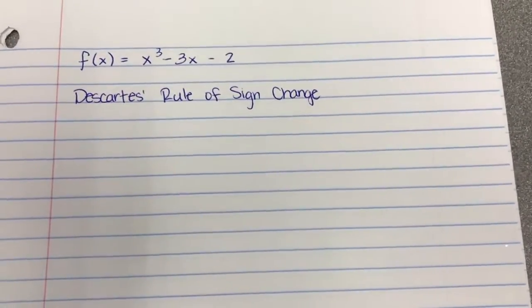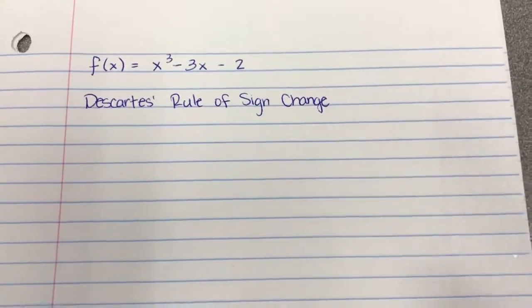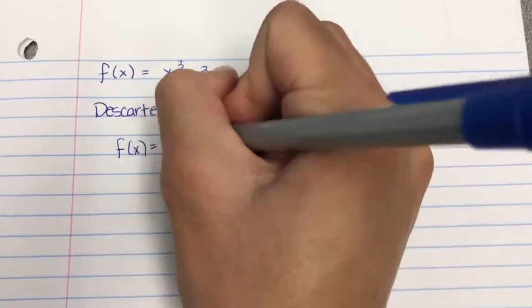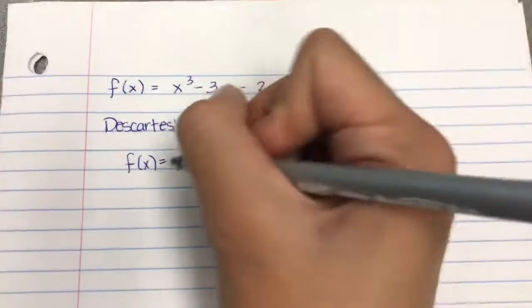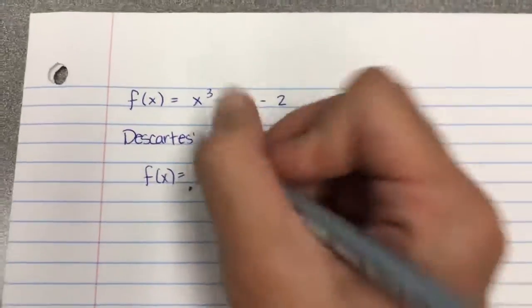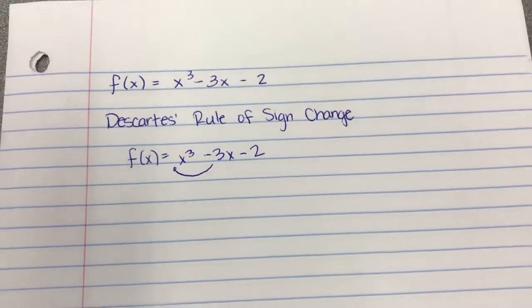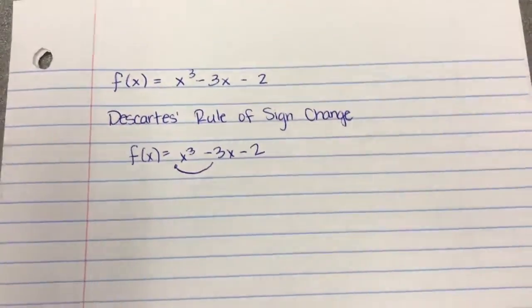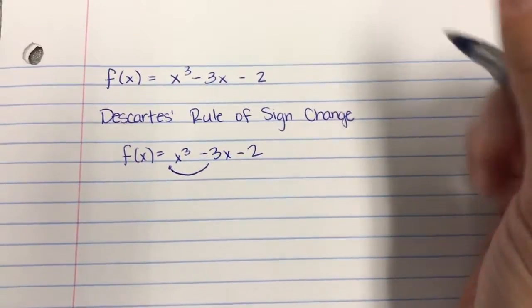If you remember Descartes' rule of sign change, we're looking for changes in sign of the coefficients of each term. So when I look at f of x, I noticed that x cubed had a positive 1 in the front. It became negative at -3. And then it doesn't change sign again because our last term is a -2. So we've got a positive and two negatives. Knowing that, Descartes' rule of sign change gives us the following information.